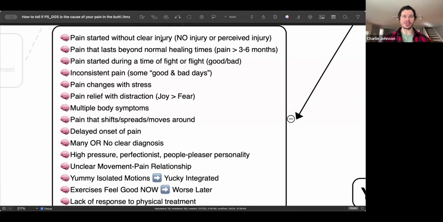Pain starts without clear injury. Pain that lasts beyond normal tissue healing times, greater than 3 to 6 months. When we look at the evidence and we look at how long discs take to heal, how long bones take to heal, ligaments, joints, things like that, most will heal. Physiologically, it's just the way the body is designed to heal. How many people here have had a paper cut that has been present for 1 year, 2 years, 3 years? Now, you might have a scar, but that scar is evidence of healing. Everything in the body heals.